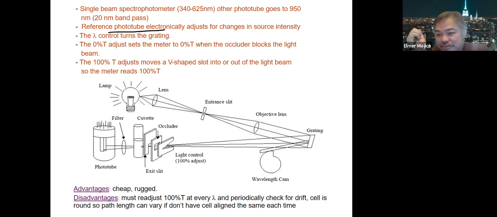Okay? So, if you adjust it to 0% transmittance, it sets the meter to 0% when the occluder blocks the light beam. At 100% transmittance, you adjust it to a V-shaped slot or out of the light beam so the meter reads 100. Advantage of this one, rugged. Disadvantage, you have to readjust 100% transmittance at every wavelength. So when you change the wavelength, you have to zero the absorbance again. Okay? And you have to check it for drift. So what I do, every time my students read, I tell them to put the blank and then put the sample.